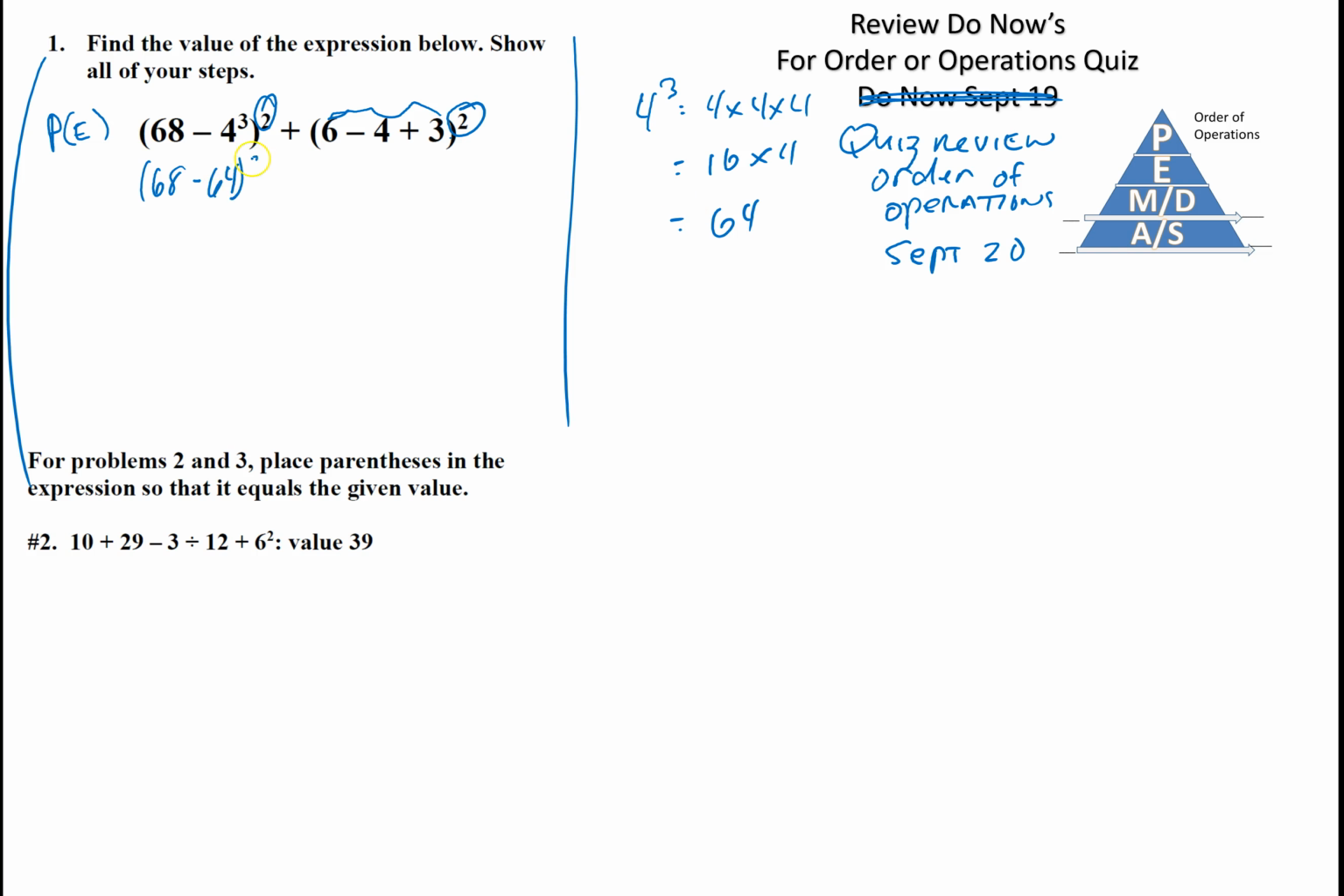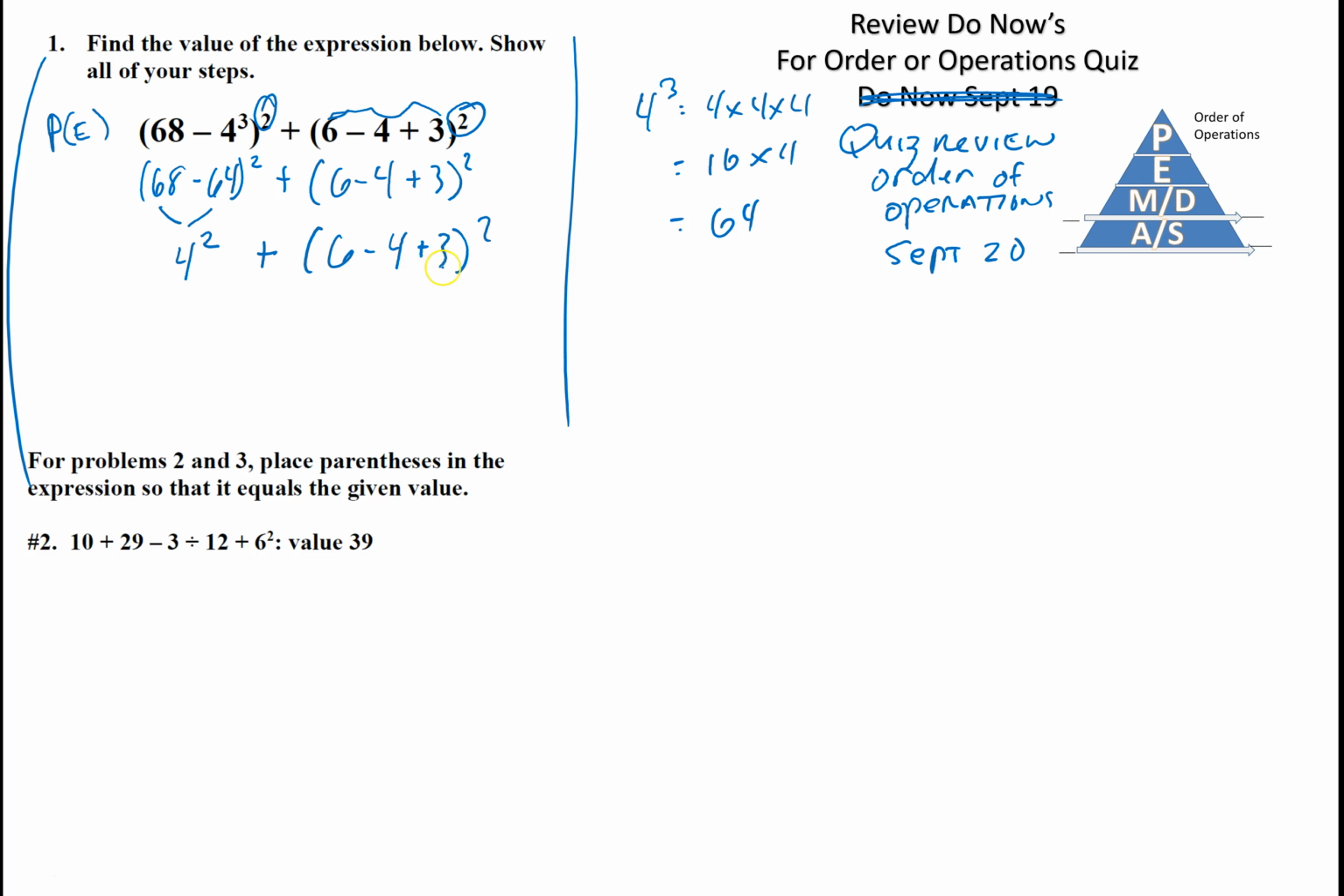And when I'm done, I'm going to raise to the power of 2. I'm going to wait and do this. 68 minus 64 is 4. Now I raise that to the power of 2, and then I'm going to do this. All right, let's go ahead and stick with order of operations. We're going to wait and do the exponents and do this first.